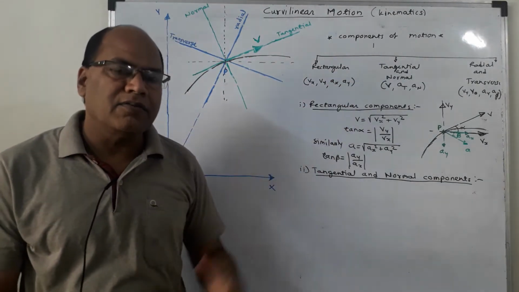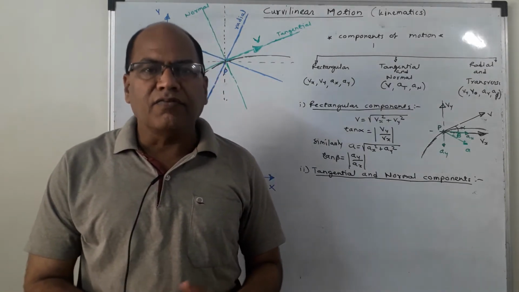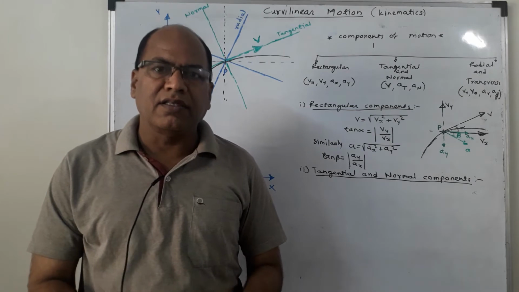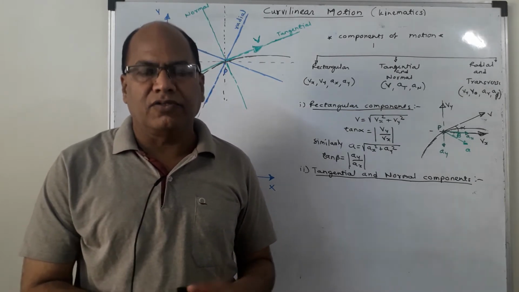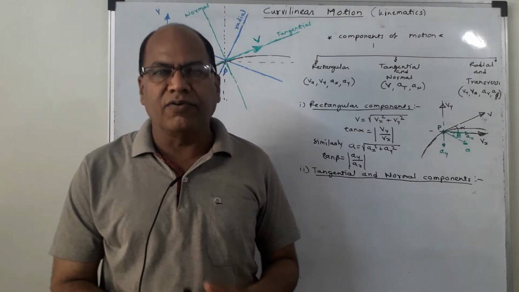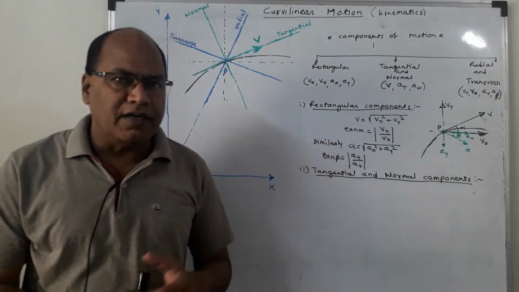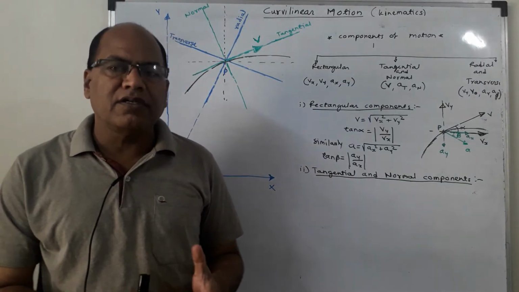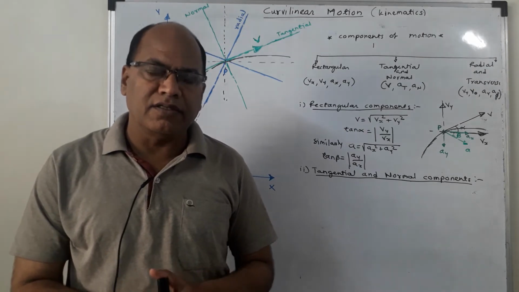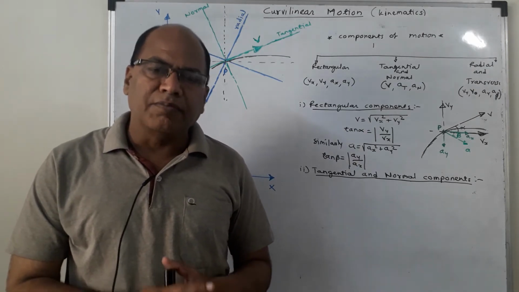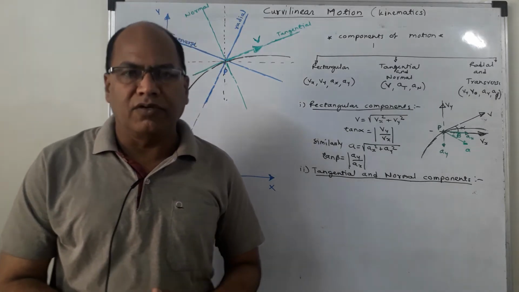Now the kinematics of curvilinear motion. In kinematics, we study velocity and acceleration rather than the force acting on the particle. That means we study the motion without considering the forces which are acting on the particle. Again, in kinematics, as we deal with velocity and acceleration, and both of these quantities are vector quantities, we always prefer to split the vector quantities into their components.